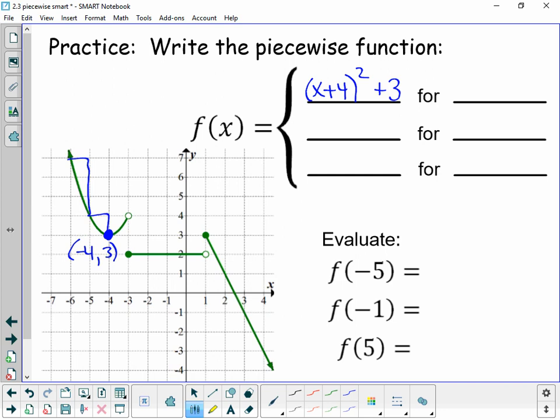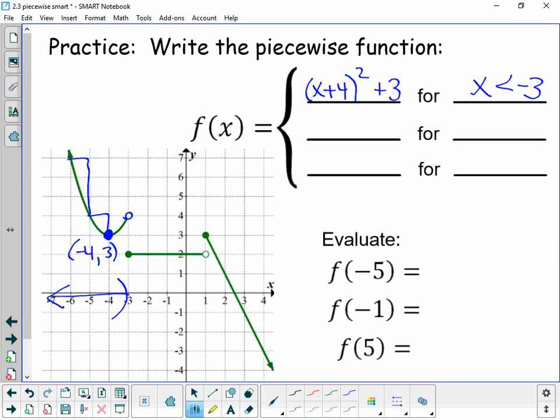Now I need to think about the domain of this parabola. Well, it looks like the domain is covering all values that are to the left of -3. They are less than -3. X is less than -3. And I'll double check to see if I should include it, but it's an open circle, so I should leave it just as is.